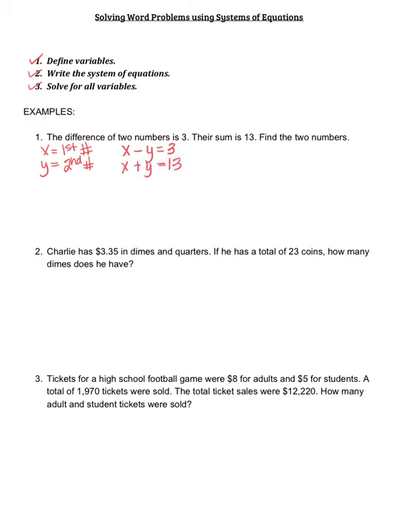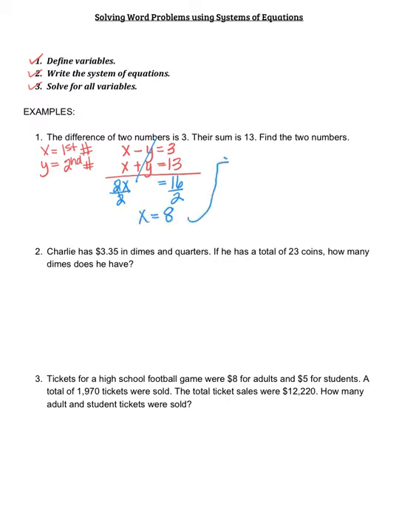Now to solve the system, this one is already set to do elimination where the y's are going to eliminate or cancel. So I'm just going to mark those out and then I'm going to add straight down. x plus x is 2x. 3 plus 13 is 16. Divide both sides by 2 and I get x equals 8. So the first number is 8.